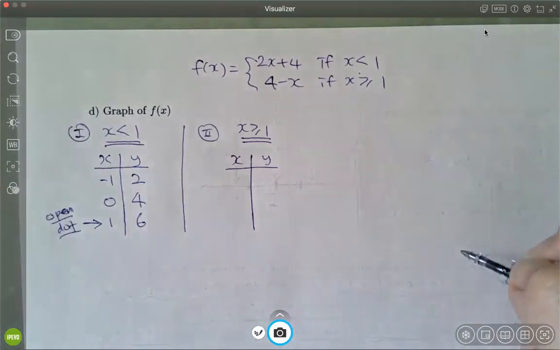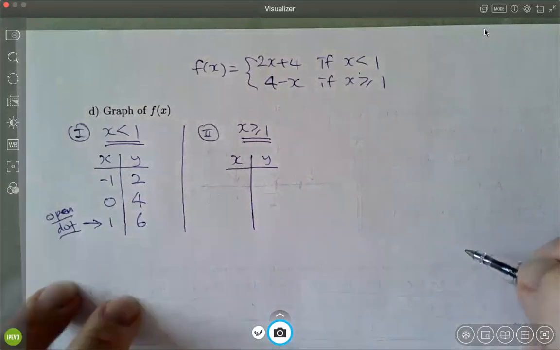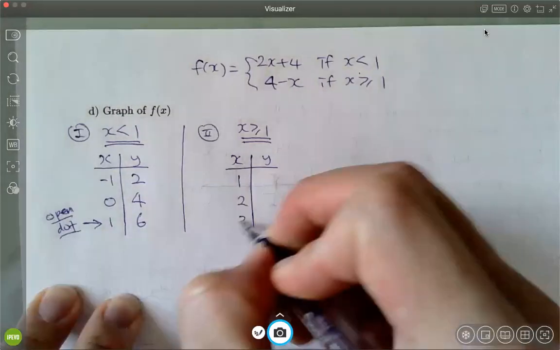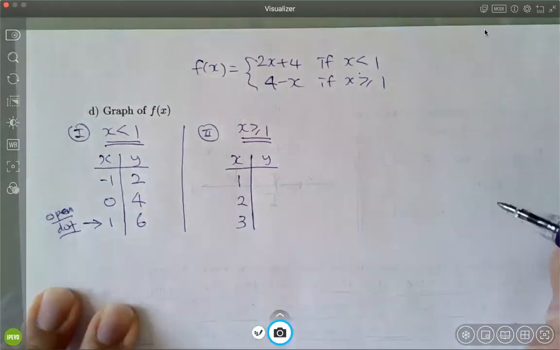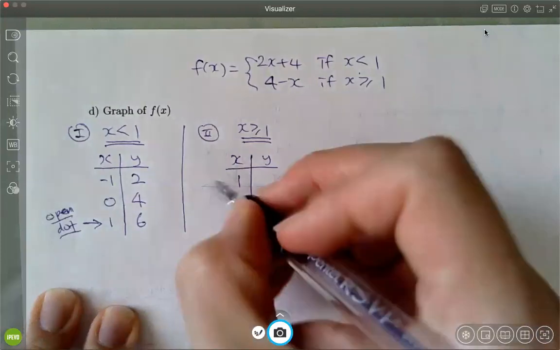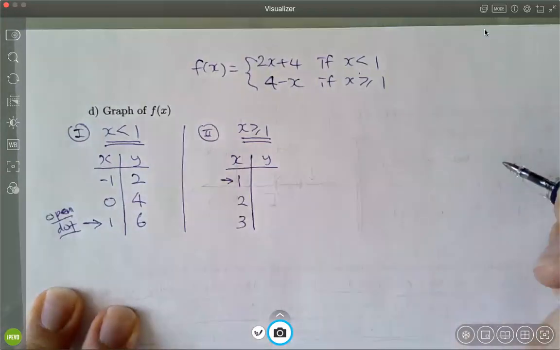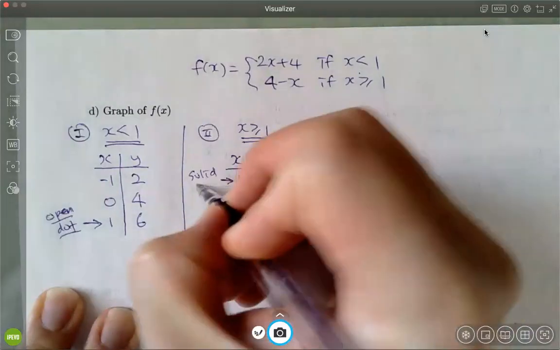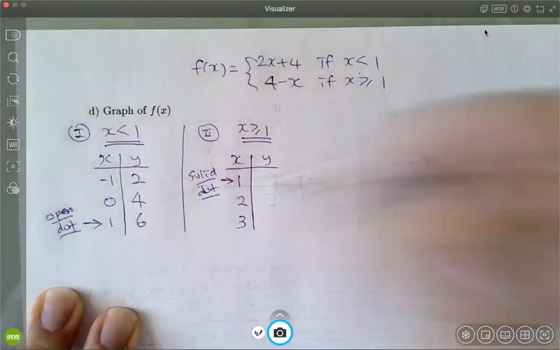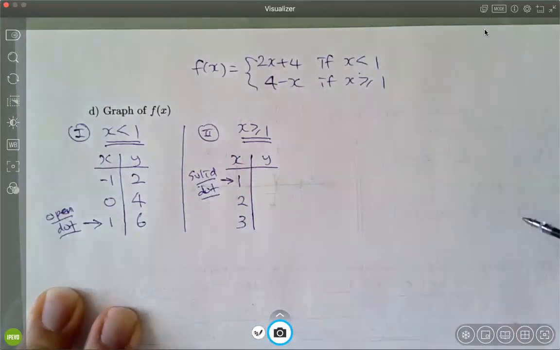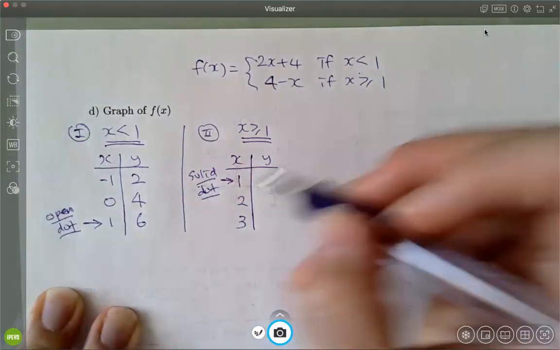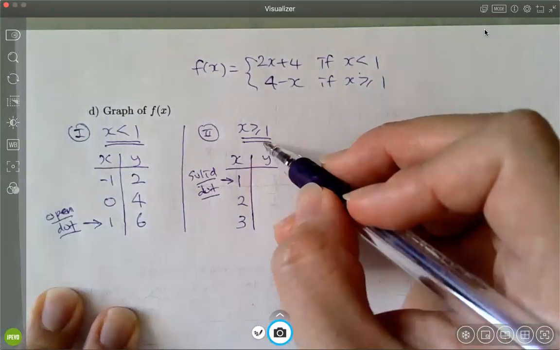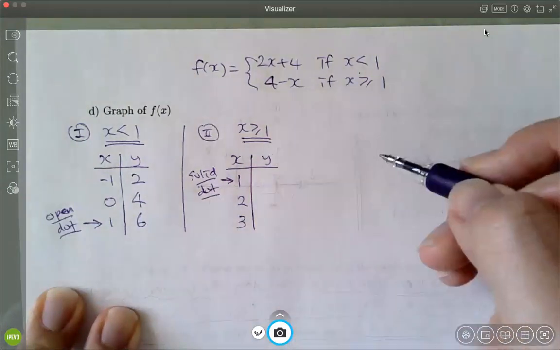One, and 2, and 3. 3, yeah. Okay, now this time, what does this one represent? What kind of dot do we put there? A closed dot, right? Why? Because now that is the legitimate portion of this second piece, right? Because 1 is greater than or equal to 1.